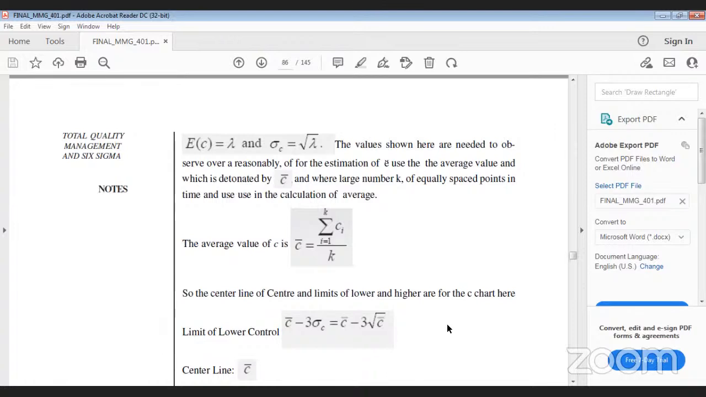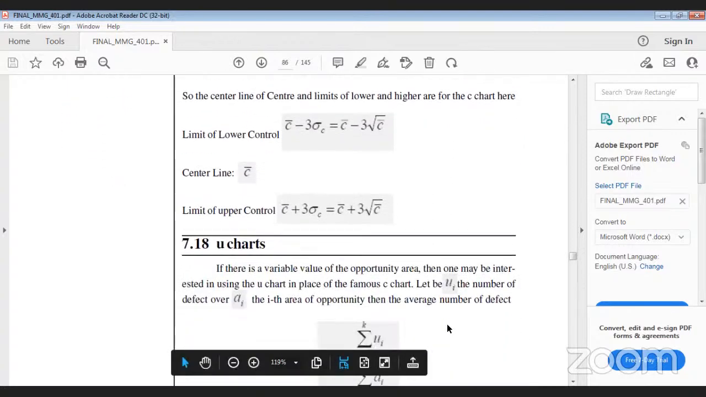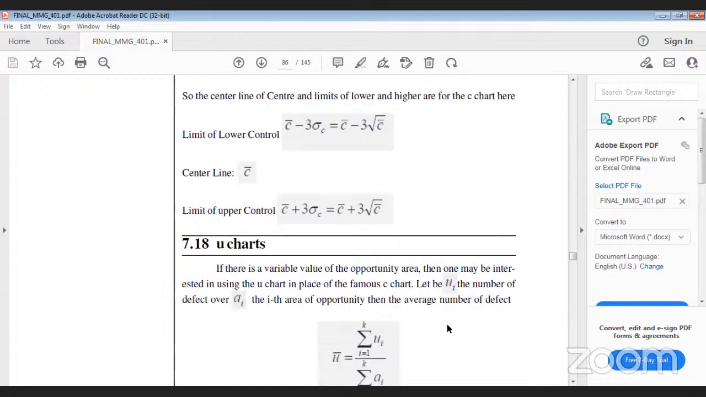The lower control limit is C bar minus 3 standard deviation of C, which equals C bar minus 3 times the square root of C bar. The central line is C bar. The upper control limit is C bar plus 3 standard deviation of C, which equals C bar plus 3 times the square root of C bar.